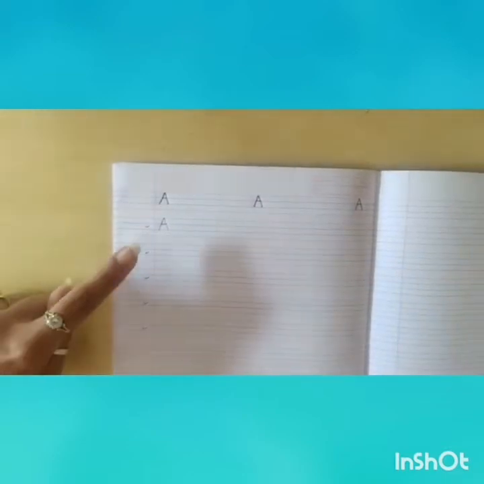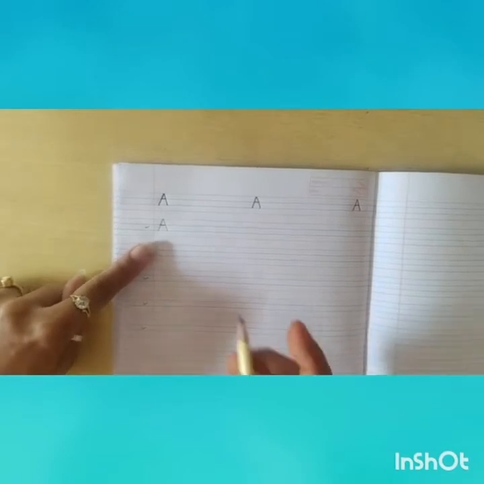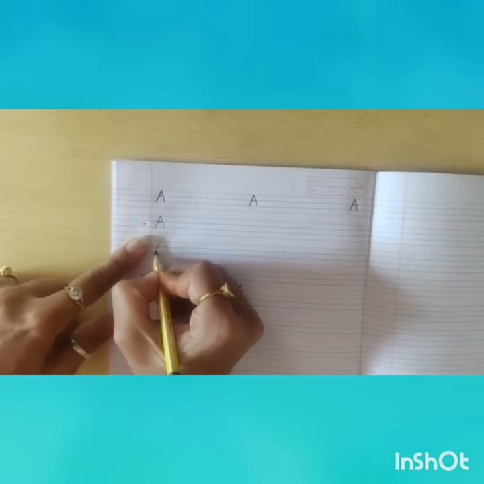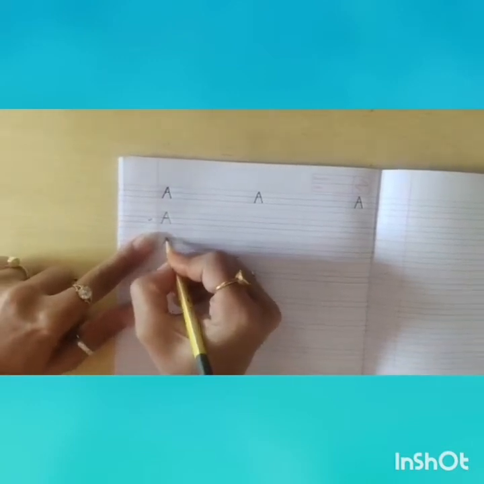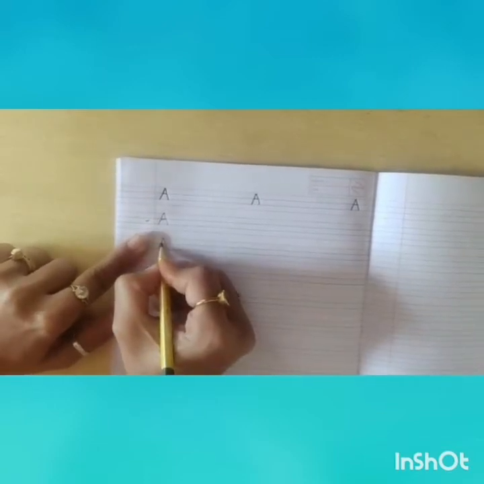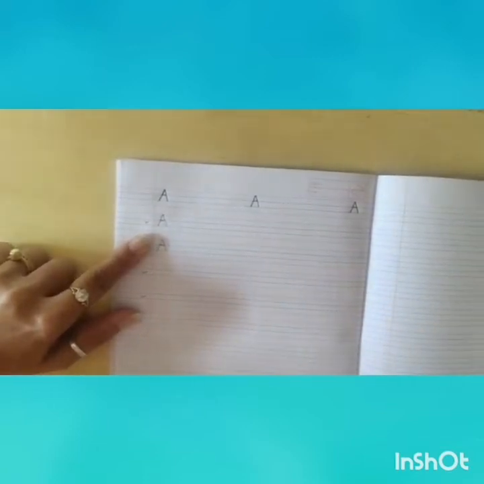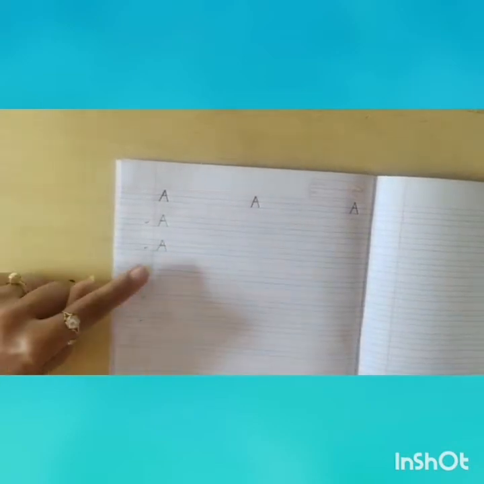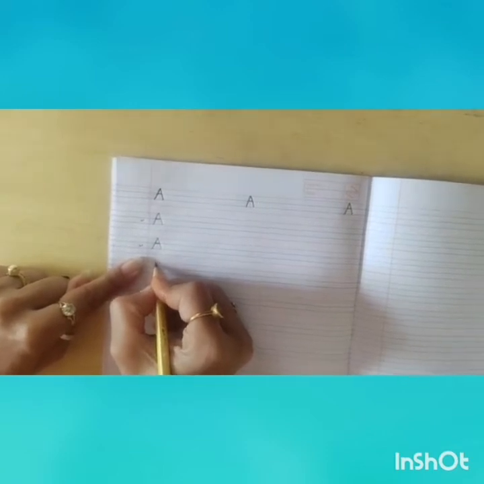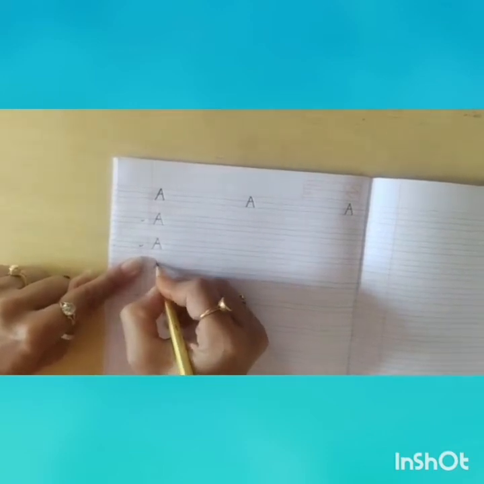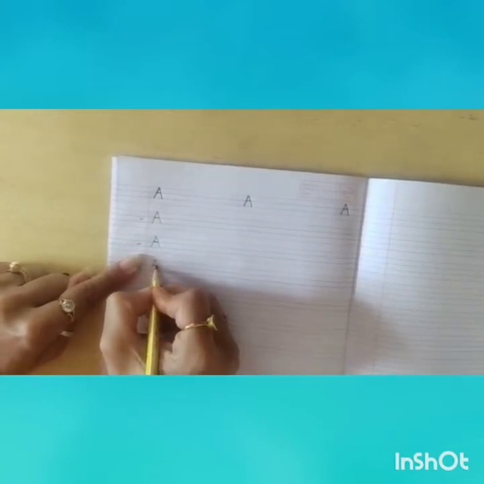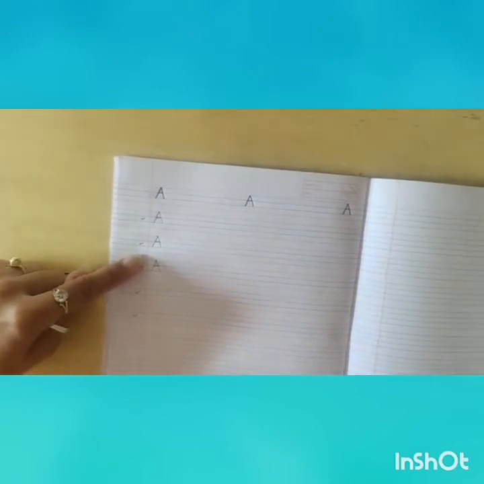Then put your pointer finger on second tick. Then again first red line to second blue line, slanting line. Then red line to second blue line, opposite slanting line, and sleeping line on the first blue line, capital letter A. Then put your pointer finger on third tick. Then again red line to second blue line, slanting line. Red line to second blue line, opposite slanting line, and sleeping line on the first blue line, capital letter A.